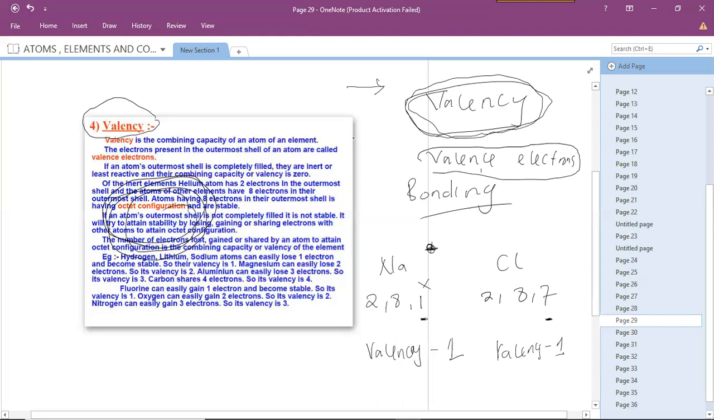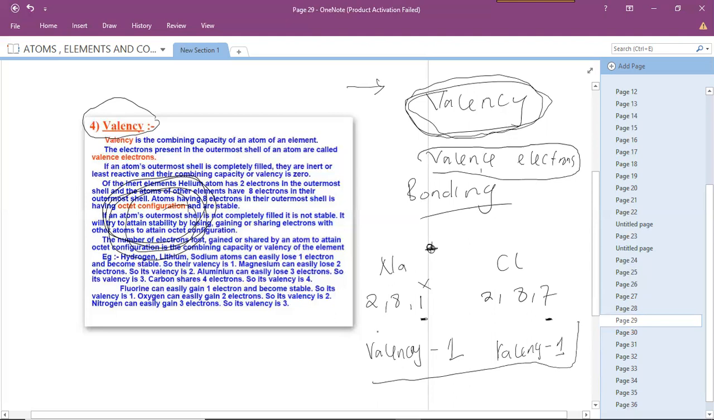All elements, except noble gases, need 8 electrons in their outermost shell. The number of electrons that they need to have a complete outermost shell is called the valency. So these two here have the same valency. They both need to get rid of one electron or gain one electron to have a complete outermost shell.